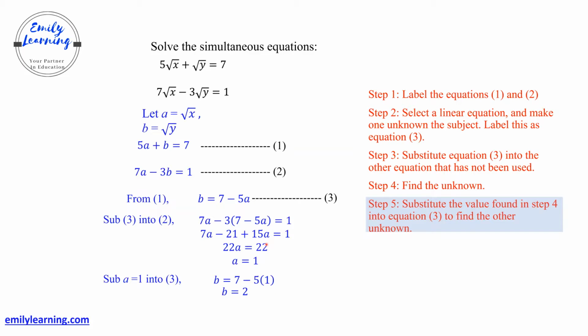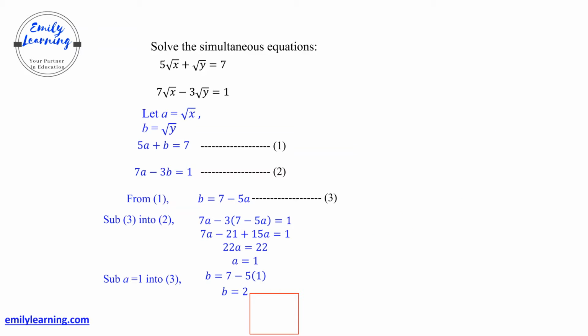Is this the answer? No, because in this simultaneous equation, it involves x and y. So ultimately, what we need to find is the values of x and y. So don't worry, we have this. So we let a equal square root x. So now we know a is equal to 1. We can find x. So let's do it. So a equals square root x. So square root x equals 1. And so x is equal to 1.